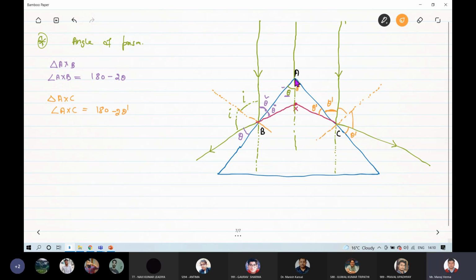Angle AXC, we have found this angle and we have found this angle AXB. If I add both of these angles, they will give me angle BXC, and this will be equal to 360 minus twice of theta plus theta dash.